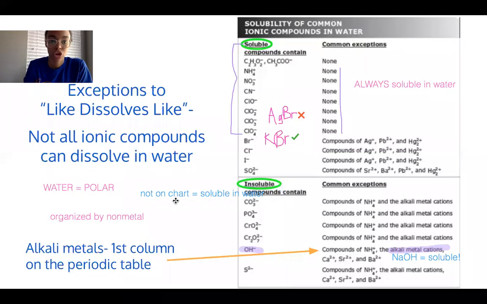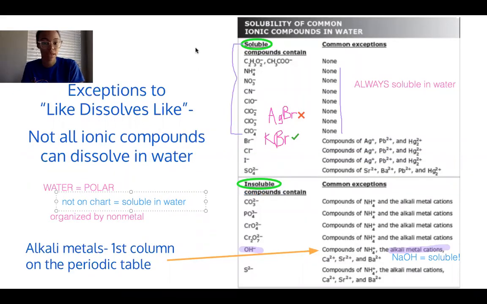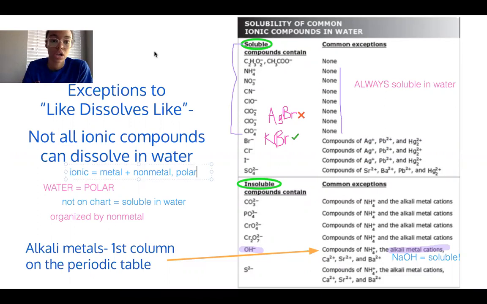This chart only has exceptions. So if there's an ionic compound, and again, I'll write it here, ionic compound means it has a metal and non-metal. If there's an ionic compound that is not on this chart, just go ahead and assume it is soluble in water. All right, so now we're going to do some practice.